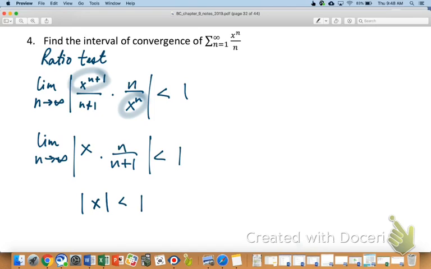Can anybody tell me what the radius of convergence is at this point? 1. It's 1. And what's the centering point? 0. So I'm going to show you a little trick that will reveal this, but you probably could have gotten to where I'm going a different way as well.